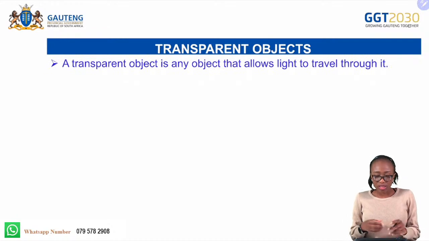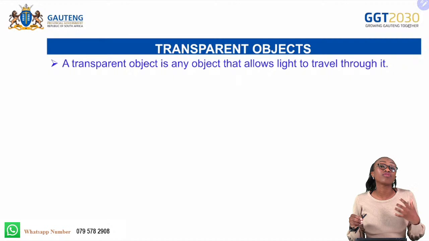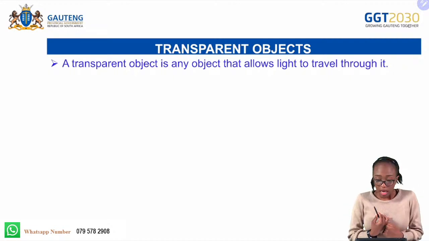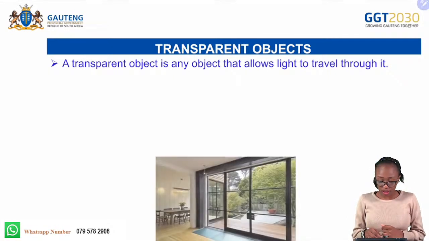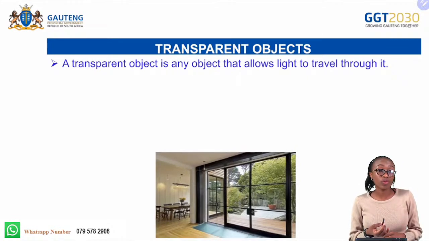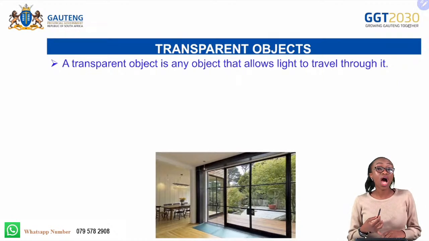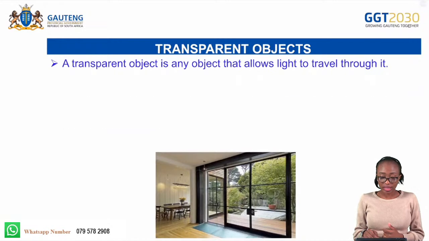A transparent object is any object that allows light to travel through it, unlike your opaque substances. What is an example? Your window pane. The window pane allows light to travel through it. That's why the insides of our houses, of our classrooms, of our different buildings, can be lit very well during the day.